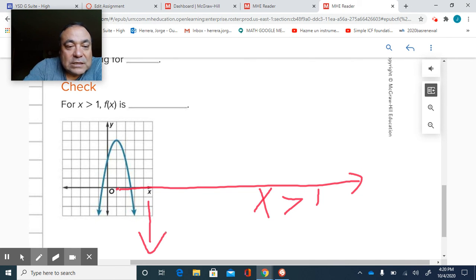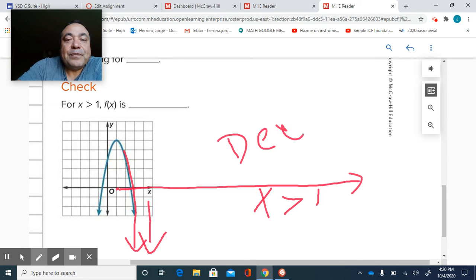So this is the graph, and that's the action of the graph. The graph is going down, down. It is decreasing. Okay? As long as you understand that, we are okay. That it's going down and it is decreasing. Okay. And that's all.